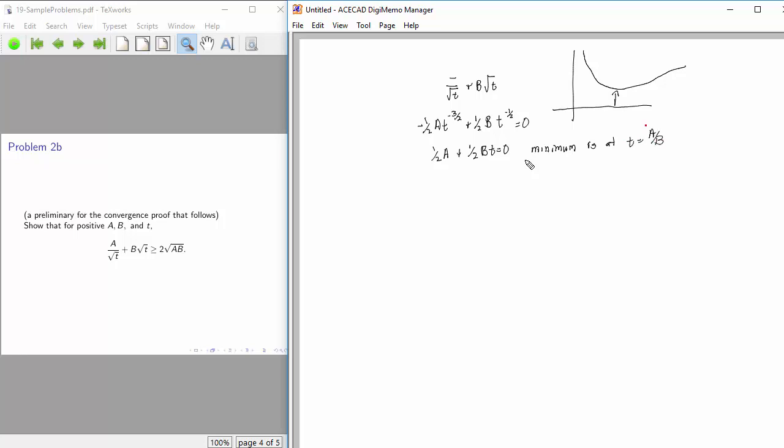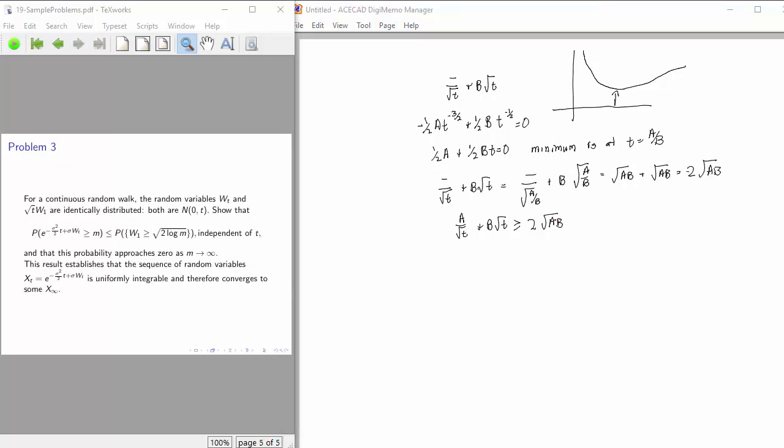I plug that in, and a over root t plus b times the square root of t is equal to a divided by the square root of t plus b times the square root of t. The first term is equal to the square root of ab. The second term is also equal to the square root of ab. So the whole business has a minimum value of twice the square root of ab, and I have proved that a over root t plus b times root t is always greater than or equal to 2 times the square root of ab. I'm going to use that in the final problem.